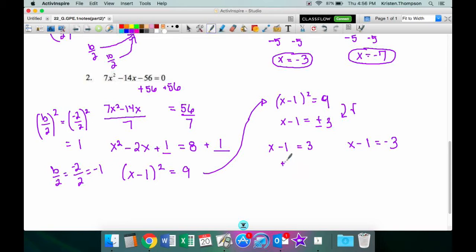Our first equation, add 1 to both sides, giving us an answer of x equals 4. Our second equation, we're going to add 1 to both sides, giving us a final answer of negative 2. And those are our two answers for this particular problem.